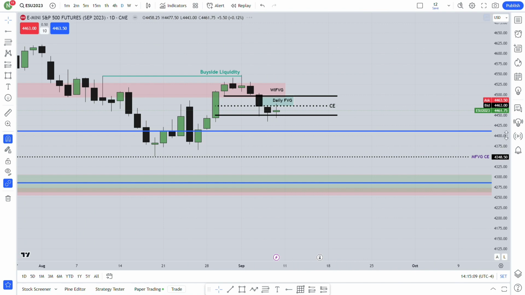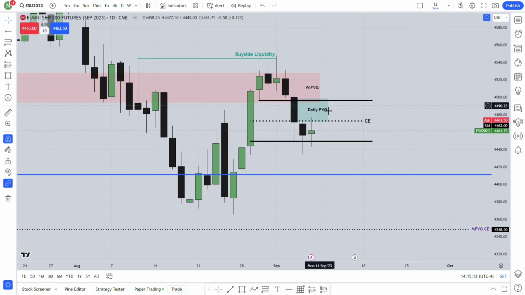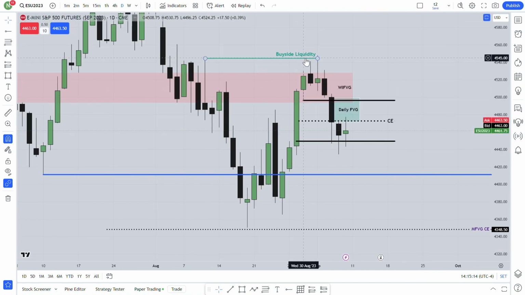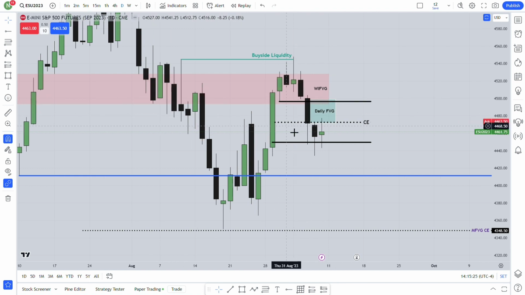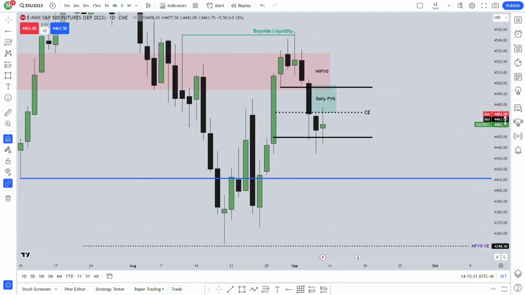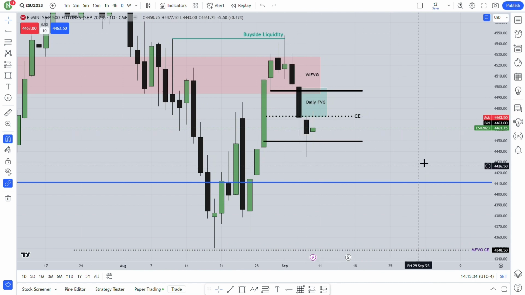Let's go to the daily chart quickly. So here is the daily chart. You see it has just cleared the buy side liquidity, and this is the weekly fair value gap, you remember. And then it has come to this gap, specifically this gap, and also this gap. This is the consequent encroachment of this gap, and I didn't mark the consequent encroachment because I'm thinking that it's not important for ES right now.